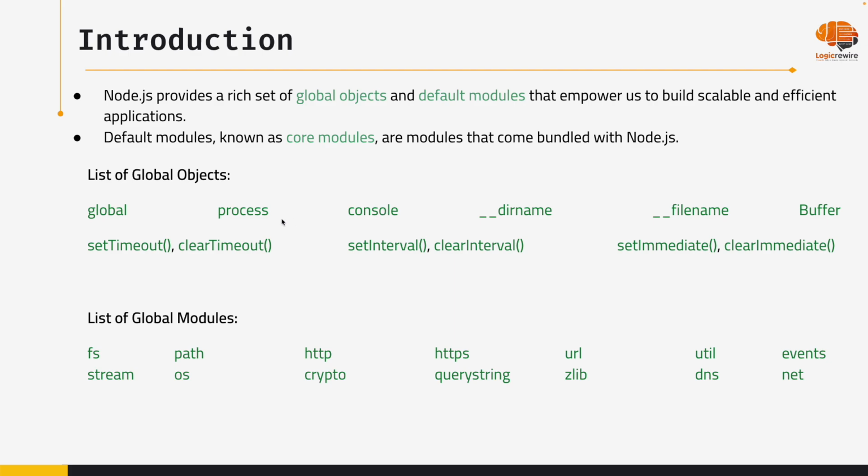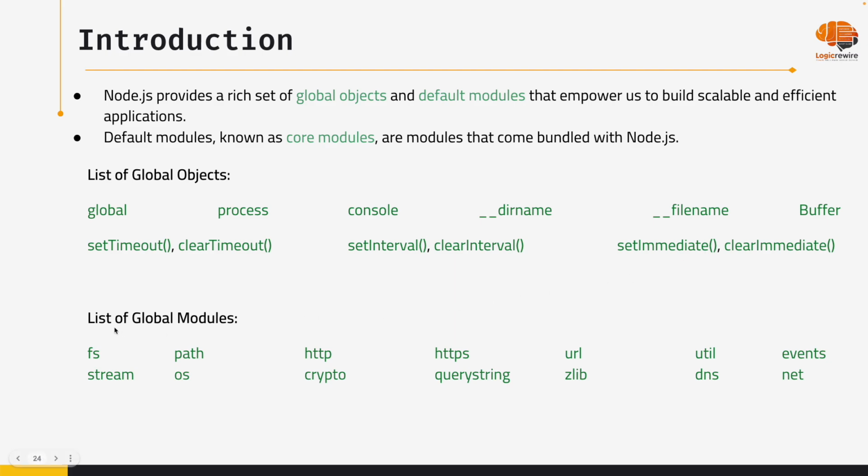Similar to console, there are other objects as well, like global, process. One property is called __dirname, one is __filename, buffer, setTimeout. I think you are already aware of setTimeout, right? We write setTimeout directly to print something based on some delay. And if you want to clear the timer, then we write clearTimeout. Similarly, setInterval, clearInterval, setImmediate. I'll tell you when and in what situation setImmediate works, so that we'll discuss.